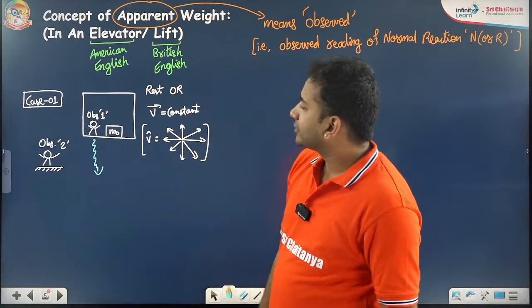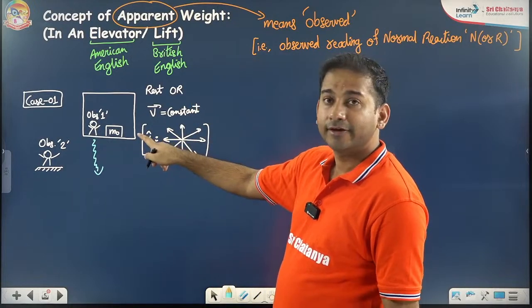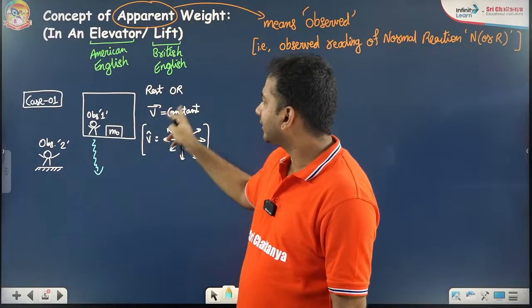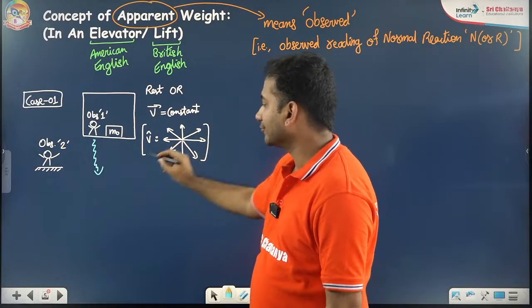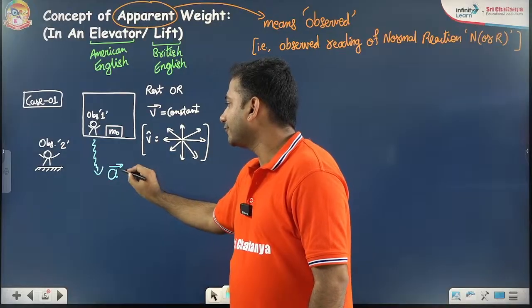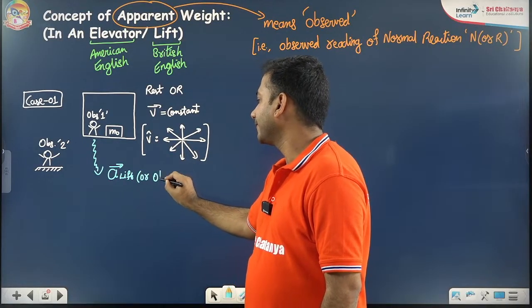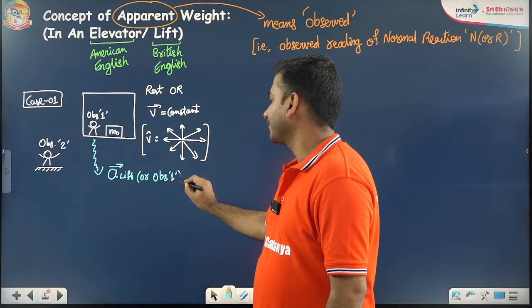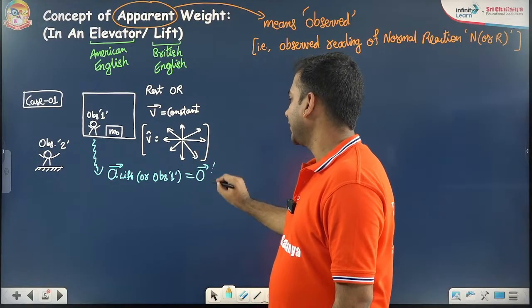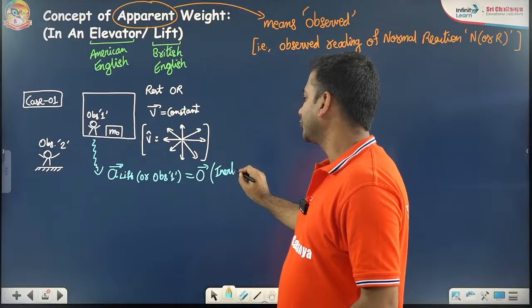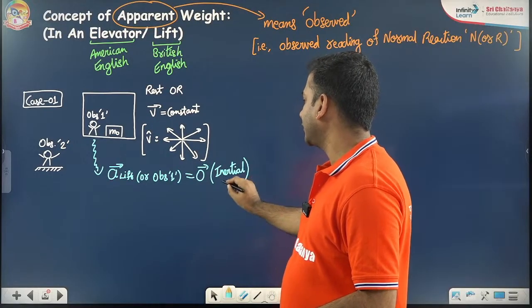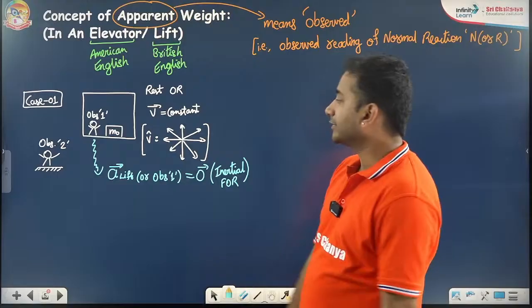Observer 1 himself is inside the elevator, but the acceleration of the elevator is 0. Acceleration of the lift, or of observer 1, is 0, which means it is an inertial frame of reference. So you can directly apply Newton's second law.